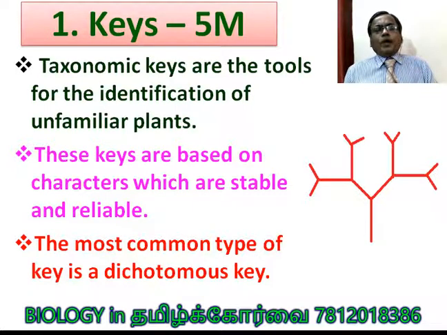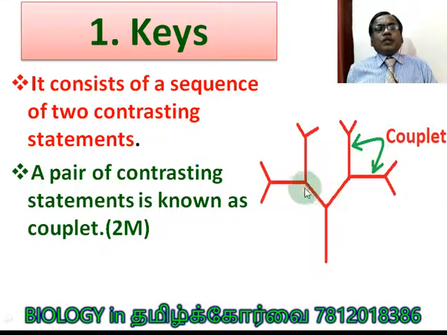The most common type of key is dichotomous. You see, this is the dichotomous diagrammatic structure. At any given point, if there are two branches, then it is called dichotomous. Understood? It consists of a sequence of contrasting statements, a pair of contrasting statements. This is one statement and this is another statement. That is called a pair of contrasting statements. I'll give you one example here.